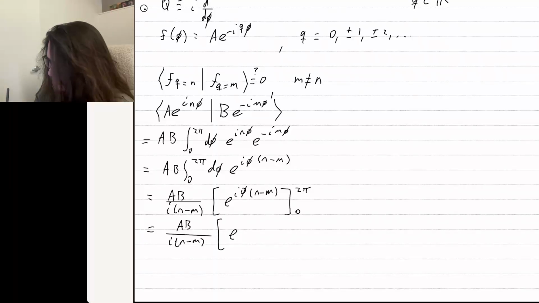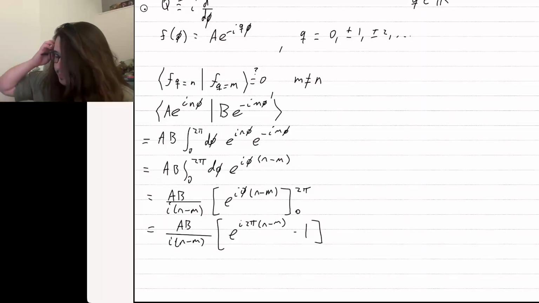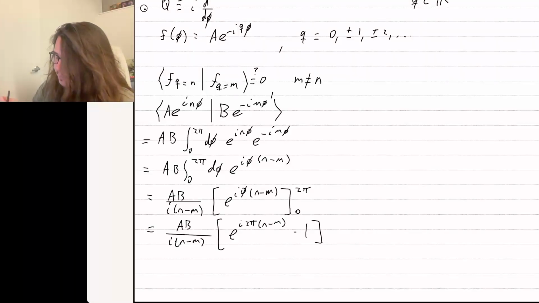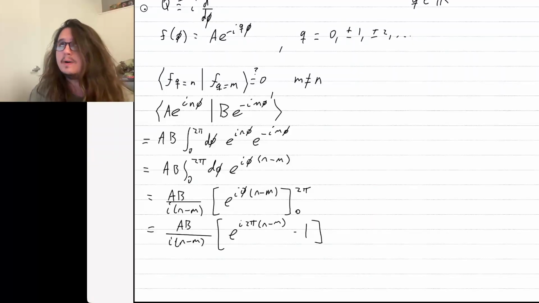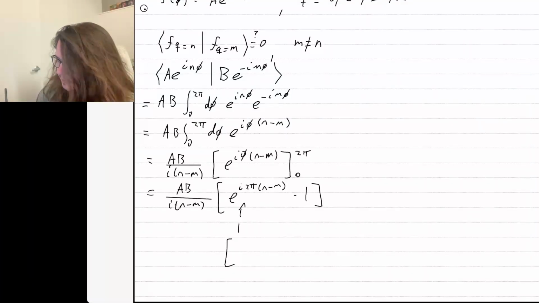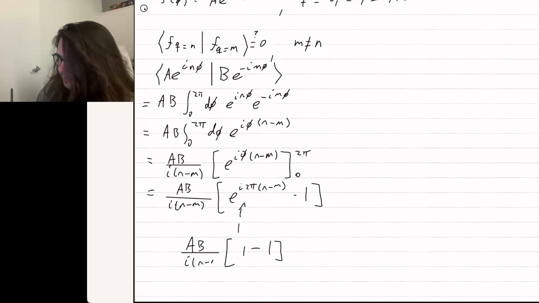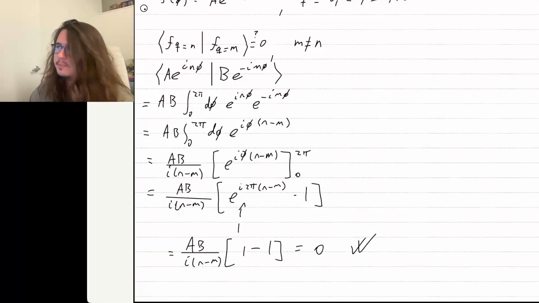this guy is 2 pi i times n minus m, and then if you plug in 0 for phi, you're just going to get 1 in your exponent. But since n and m are both integers, n minus m is also an integer, and e to the 2 pi i times an integer is always equal to 1. So this is also 1, which makes this bracket 1 minus 1. We don't really care about the constants on the outside. You can see that the square brackets give you 0. So this is true, at least for this eigenfunction and Hermitian operator.